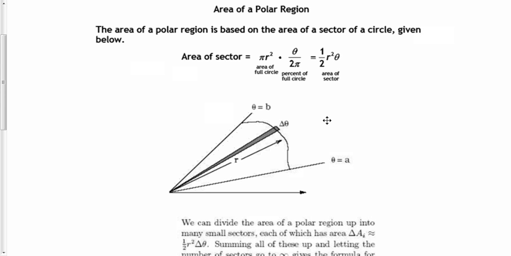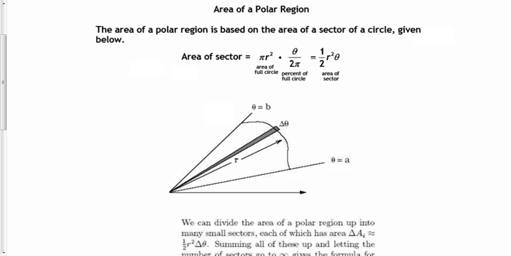We are talking about area of a polar region. So we've talked about area under a curve, and that's the area between the curve and the x-axis, and we've done that with functions. And now we're talking about polar regions, which may or may not be functions, and we're trying to find the area enclosed within a piece or an entire polar graph.